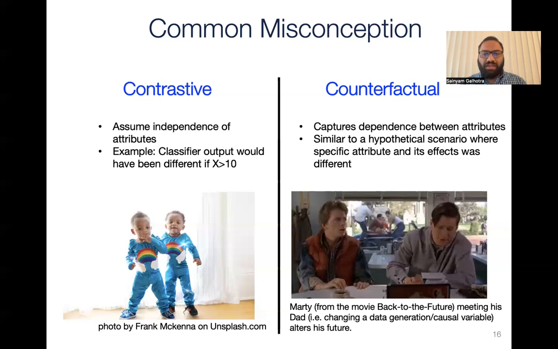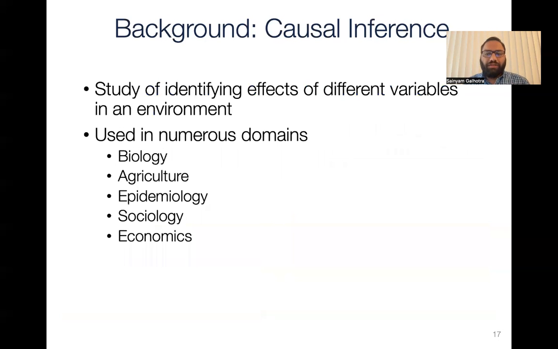Now that we understand the key requirements of a counterfactual explanation, let us look at causal inference as an important toolkit to model dependencies between attributes. Causal inference refers to the study of cause-effect relationship between different variables in an environment. It is widely used in many areas like economics, agriculture, sociology, and biology.